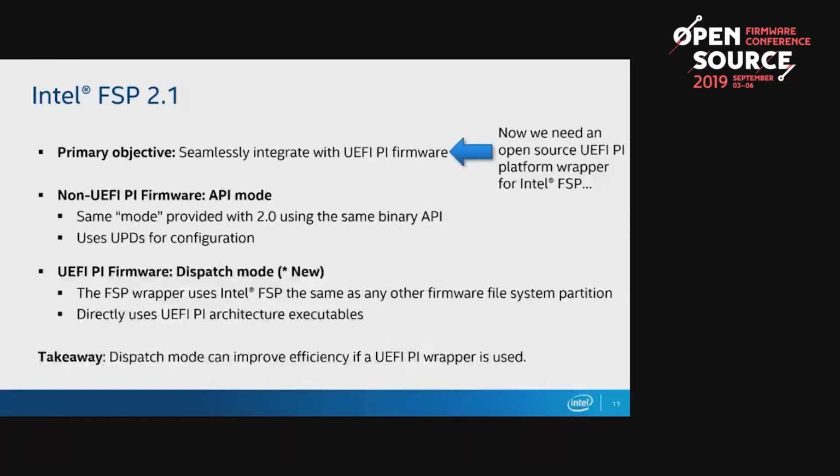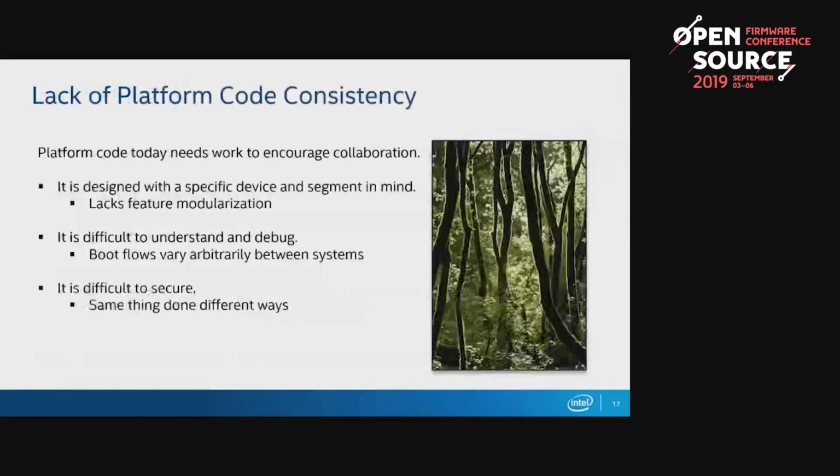Once we did all this, though, the problem is we can demonstrate this FSP dispatch mode, but we don't have an open source platform wrapper to be able to exercise it. And so at this point, we realized that it would make sense for us to release the platform code, be able to use this dispatch mode, and demonstrate how you use the dispatch mode, in addition to the API mode already used by other bootloaders. The main thing whenever we looked at the platform code was a lack of consistency.